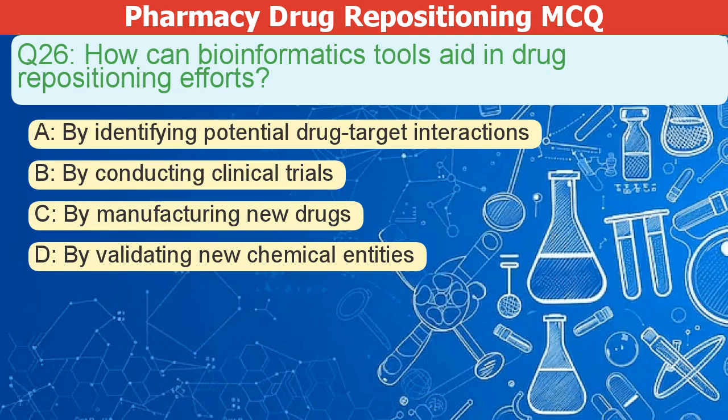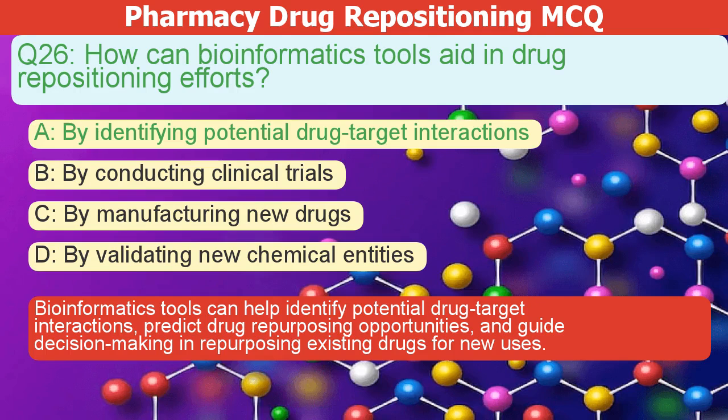How can bioinformatics tools aid in drug repositioning efforts? A. By identifying potential drug target interactions. B. By conducting clinical trials. C. By manufacturing new drugs. D. By validating new chemical entities.